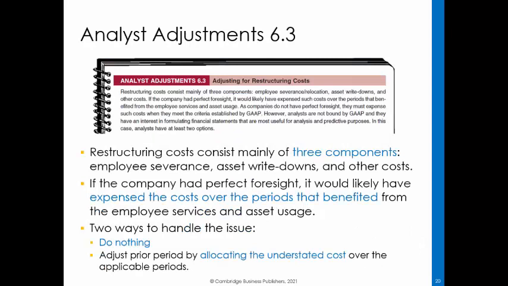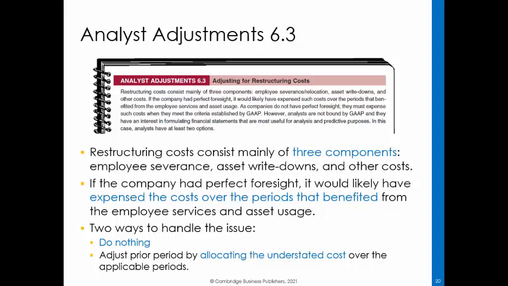Restructuring costs consist mainly of 3 components: employee severance, relocation, asset write-down, and other costs. If the company had perfect foresight, it would likely have expensed such costs over the periods it benefited from the employee services and asset usages. As companies do not have perfect foresight, they must expense such costs when they meet the criteria established by GAAP. However, analysts are not bound by GAAP, and they have an interest in formulating financial statements that are most useful for analysis and predictive purposes. In this case, analysts have at least 2 options.